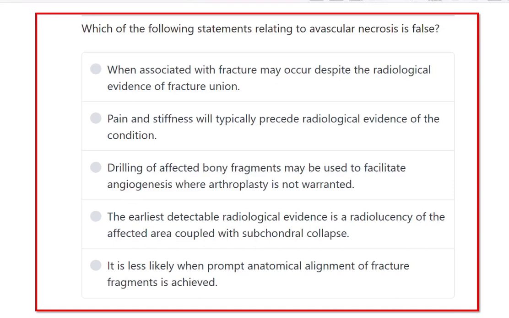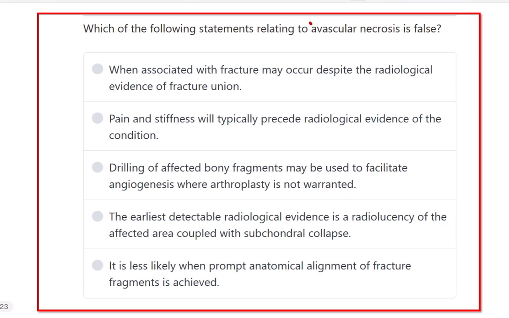Which of the following statements relating to avascular necrosis is false? So in case of avascular necrosis, which is not true? The options are a big question, so read carefully. First of all, when associated with fracture, it may occur despite radiological evidence of fracture union.